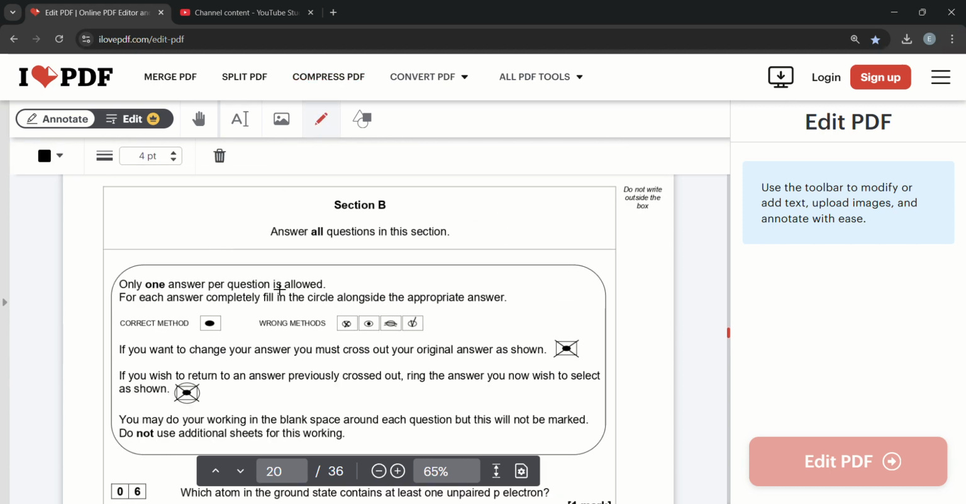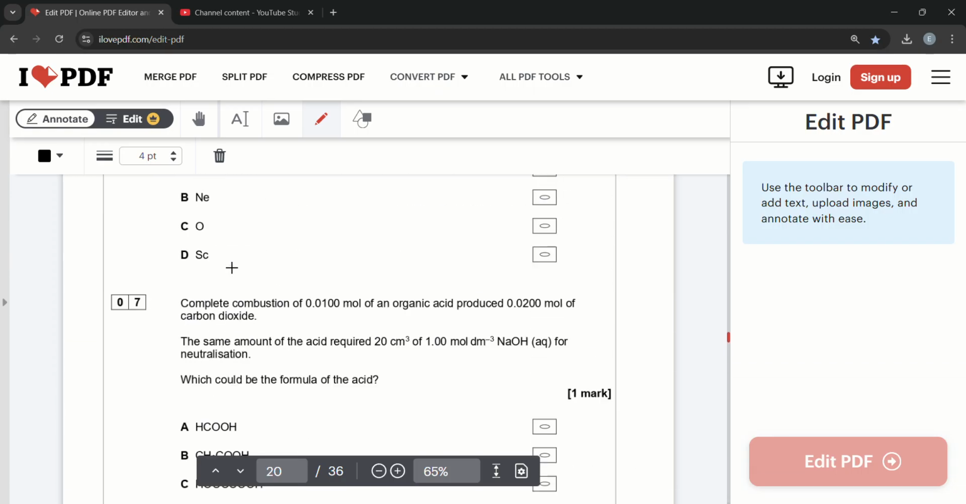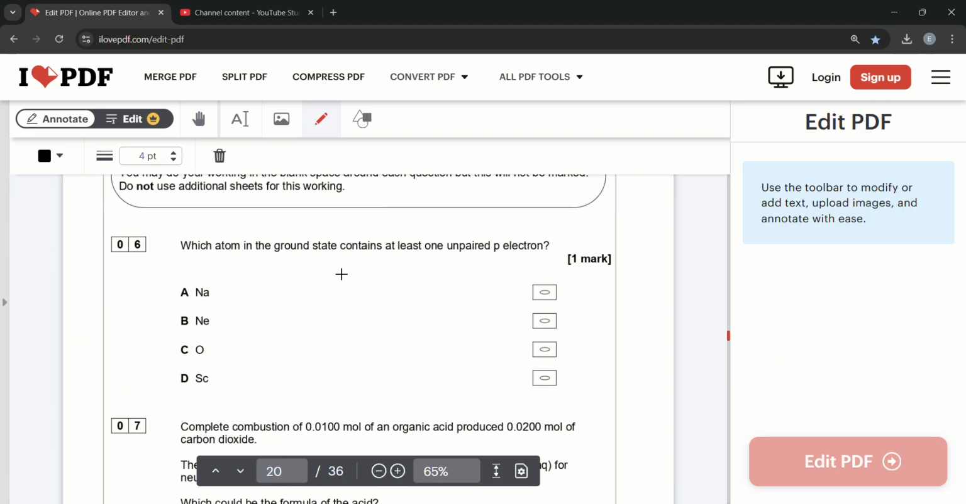Section B, multiple choice questions, paper 3, A-level, June 2022. Which atom in the ground state contains at least one unpaired p electron?